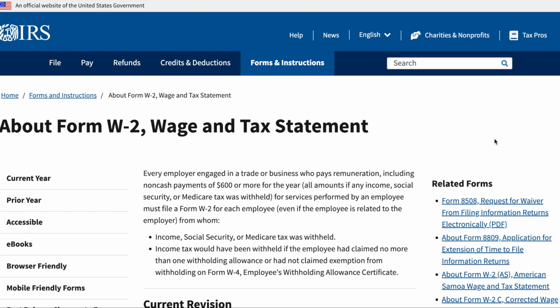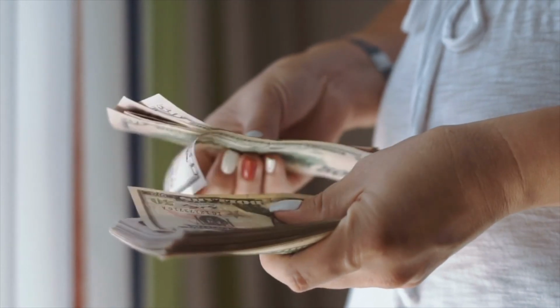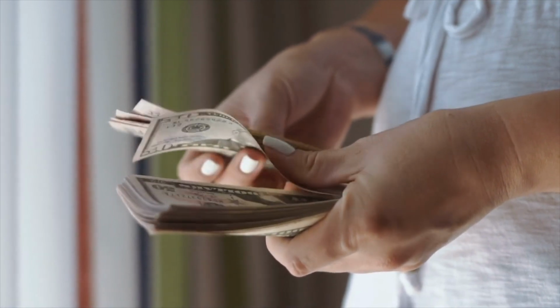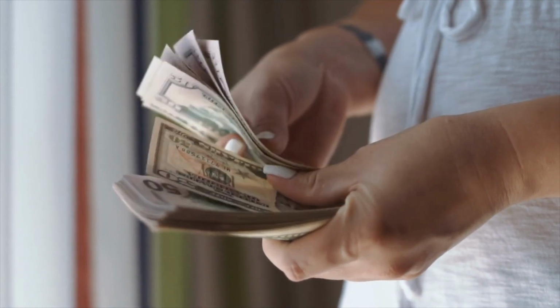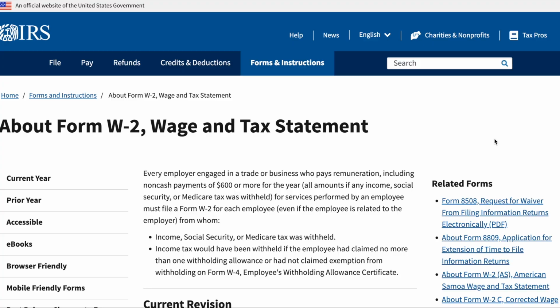For every employer engaged in trade or business who pays wages, including non-cash payment of $600 or more for the year. That includes income, social security, Medicare tax that was withheld for services performed by an employee. And here you can find the Form W2 wage tax statement. This is mandatory and must be filed by your employer if income, social security, or Medicare tax was withheld. Number 2, income tax that would have been withheld if the employee had claimed no more than one withholding allowance or had not claimed any exemptions from the withholding on Form W4.